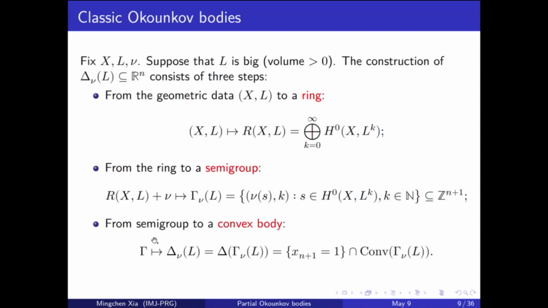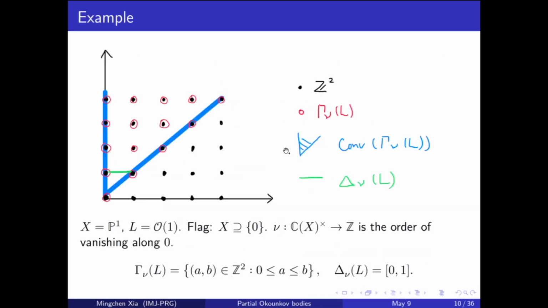Okay. The final step is to pass from the semigroup to a convex body. And the way of doing that is to first take the convex hull of these lattice points, and then take the intersection with x_{n+1} equals 1. And that's a very intuitive way of doing things. Here we have the red points. We take their convex hull, so that becomes the blue part, the cone inside the blue lines. And then we take the intersection of this cone, the blue cone, with the level 1. So we end up with the green line here. And by definition, that is the Okounkov body of (X, L).